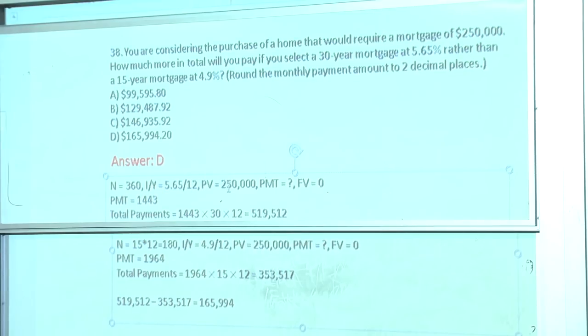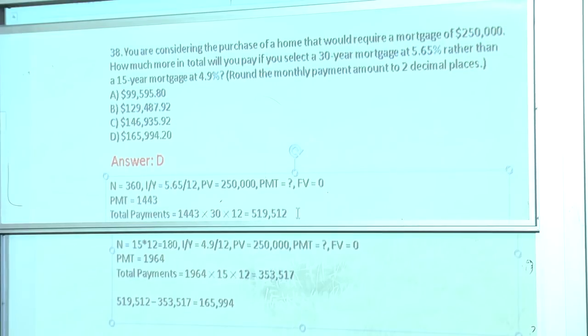PV is the initial loan, 250,000. PMT we don't know. Future value is 0, since we pay off the loan at the end of the 30th year. So the payment is 1,443. That's a periodic monthly payment, right? And how many payments do we make? 360 payments.